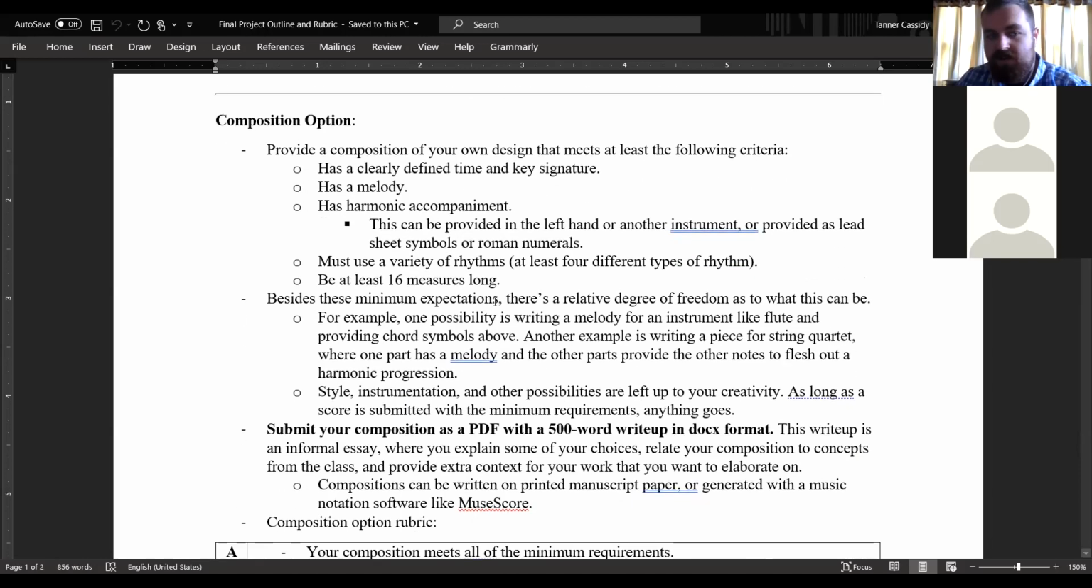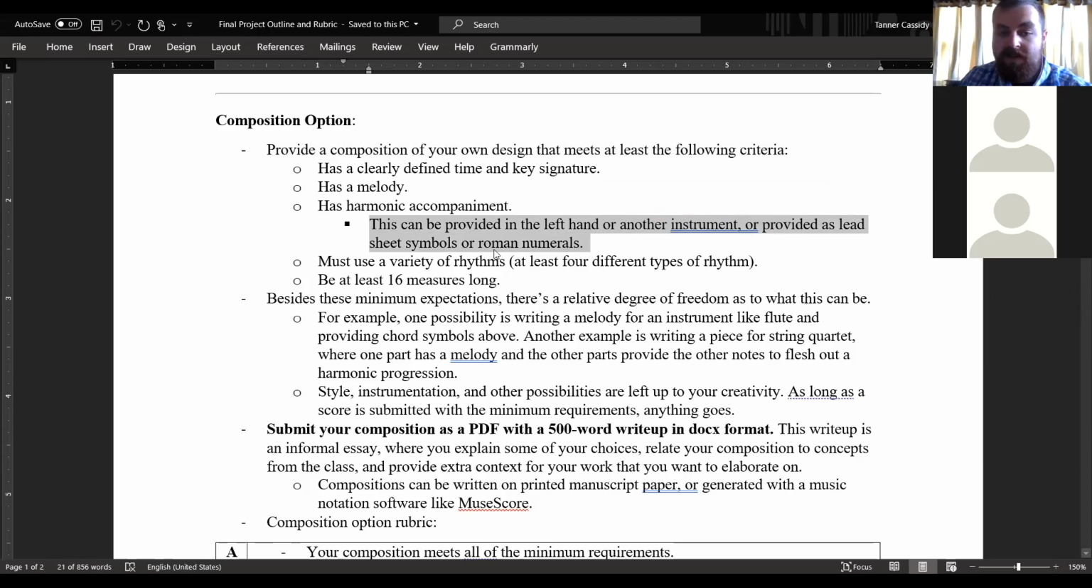Let's talk about composition first. For composition, you must have a composition of your own design, something original that meets the following criteria. It has a clearly defined time and key signature. It needs to have a key signature. It needs to have a time signature. It has to have a melody. It needs to have what's called harmonic accompaniment. Before today, we could not talk about this, but as this week proceeds, we will understand what this means. Basically, I need some sort of chordal information, some harmonic information.